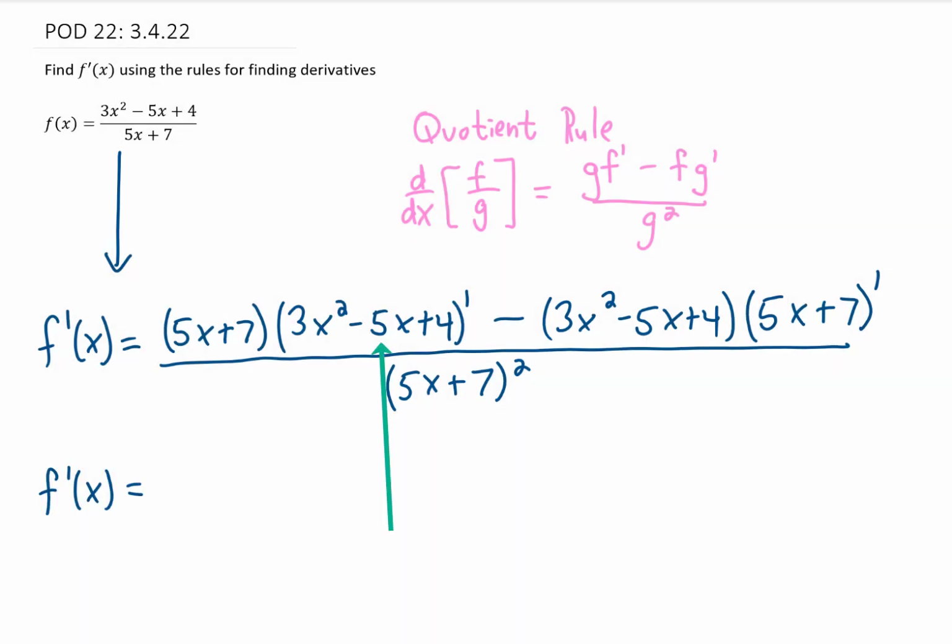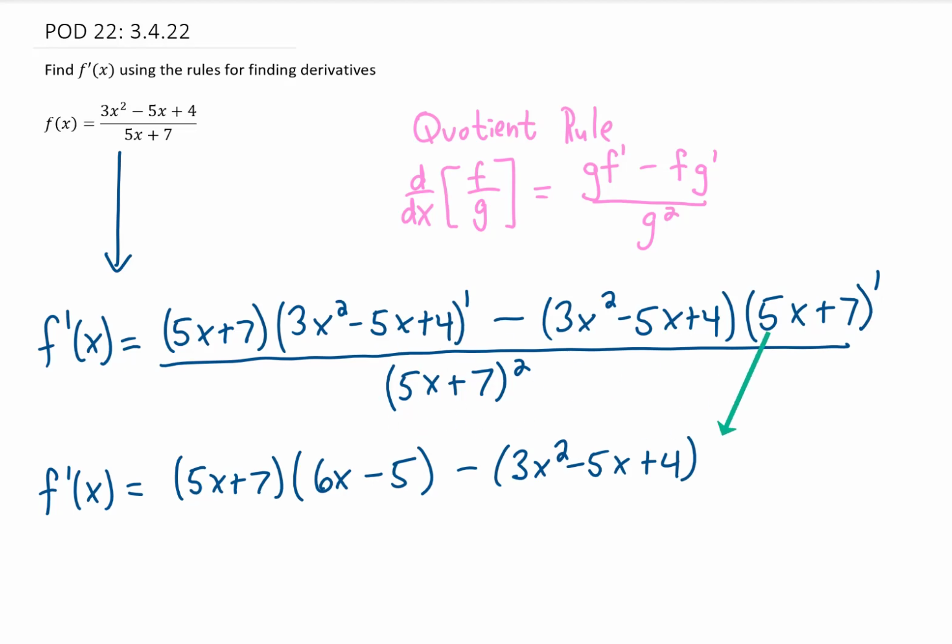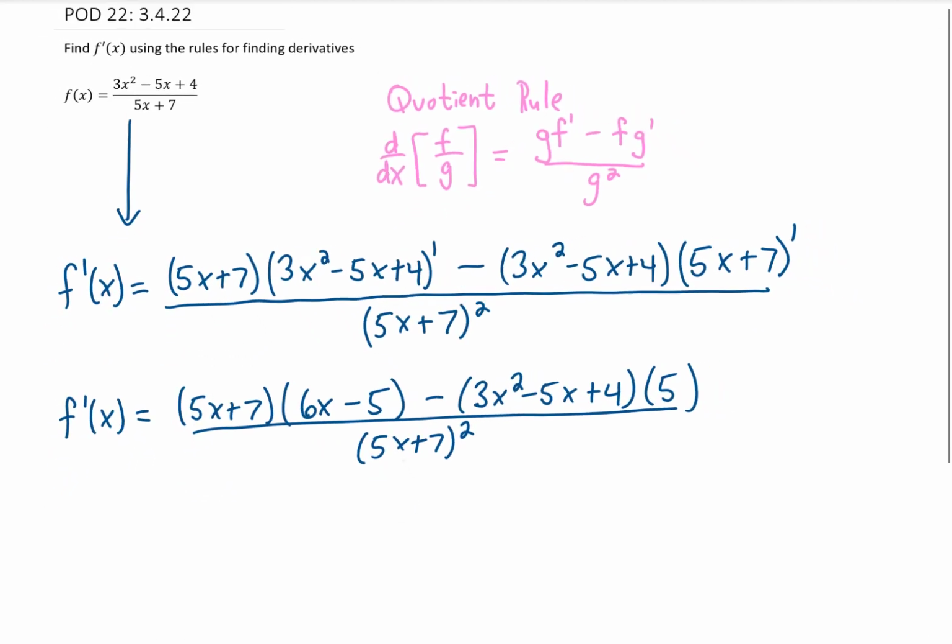In our next step, I'm going to take this derivative and this derivative. The derivative of 3x squared is 6x. I use the power rule for that. The derivative of 5x is 5. And the derivative of 4 is 0. And over here, the derivative of 5x is 5. And the derivative of 7 is 0. I'm going to zoom out and make just a little bit more room here.